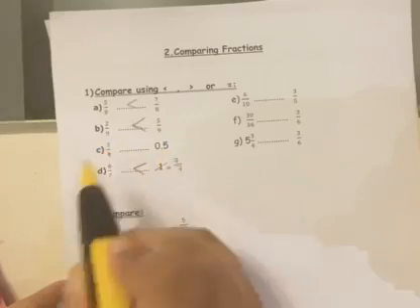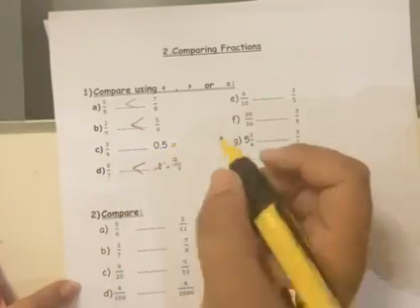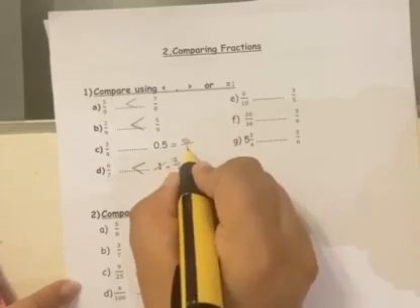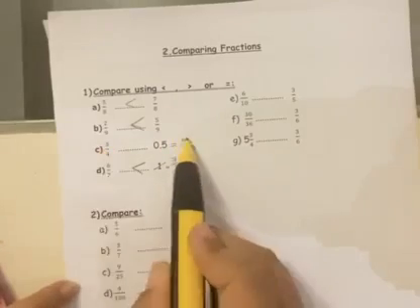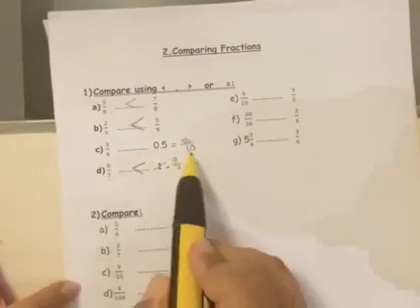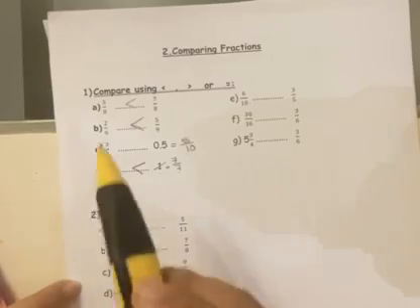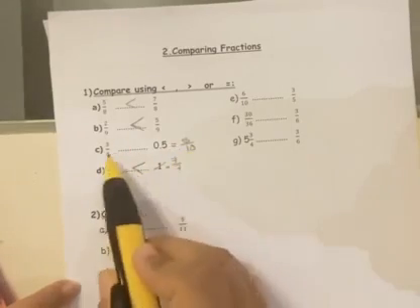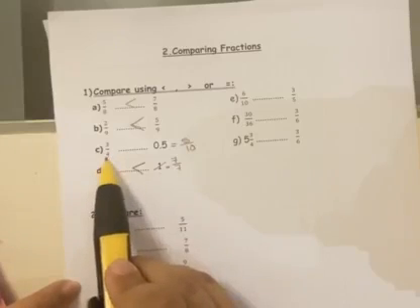0.5 and 3 over 4. 0.5, when I change it to a fraction, will be 5 over 10. Okay, in this case I don't have the same numerator or the same denominator. What should I do? You have two options: either change one of the denominators to make it the other. Yani 4, can I make the 4 10?